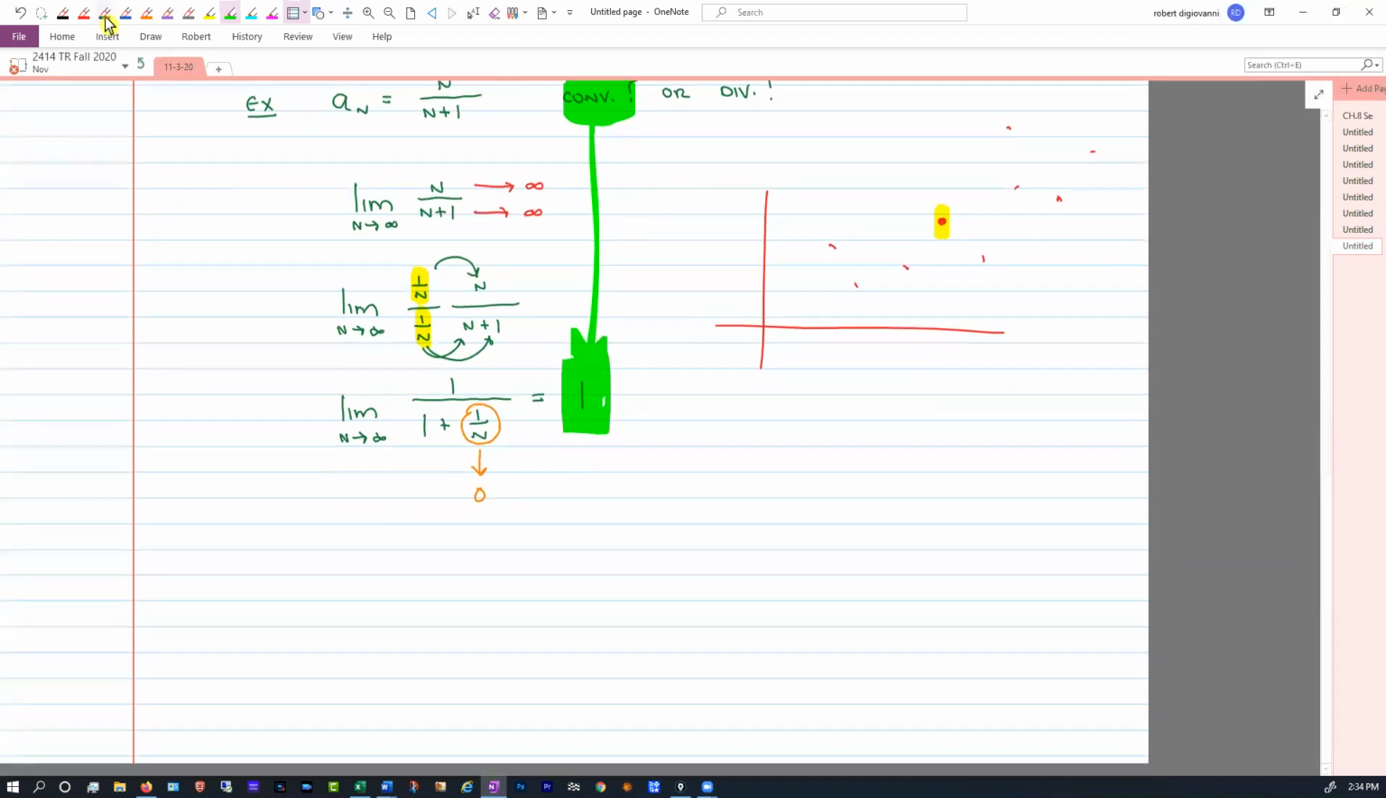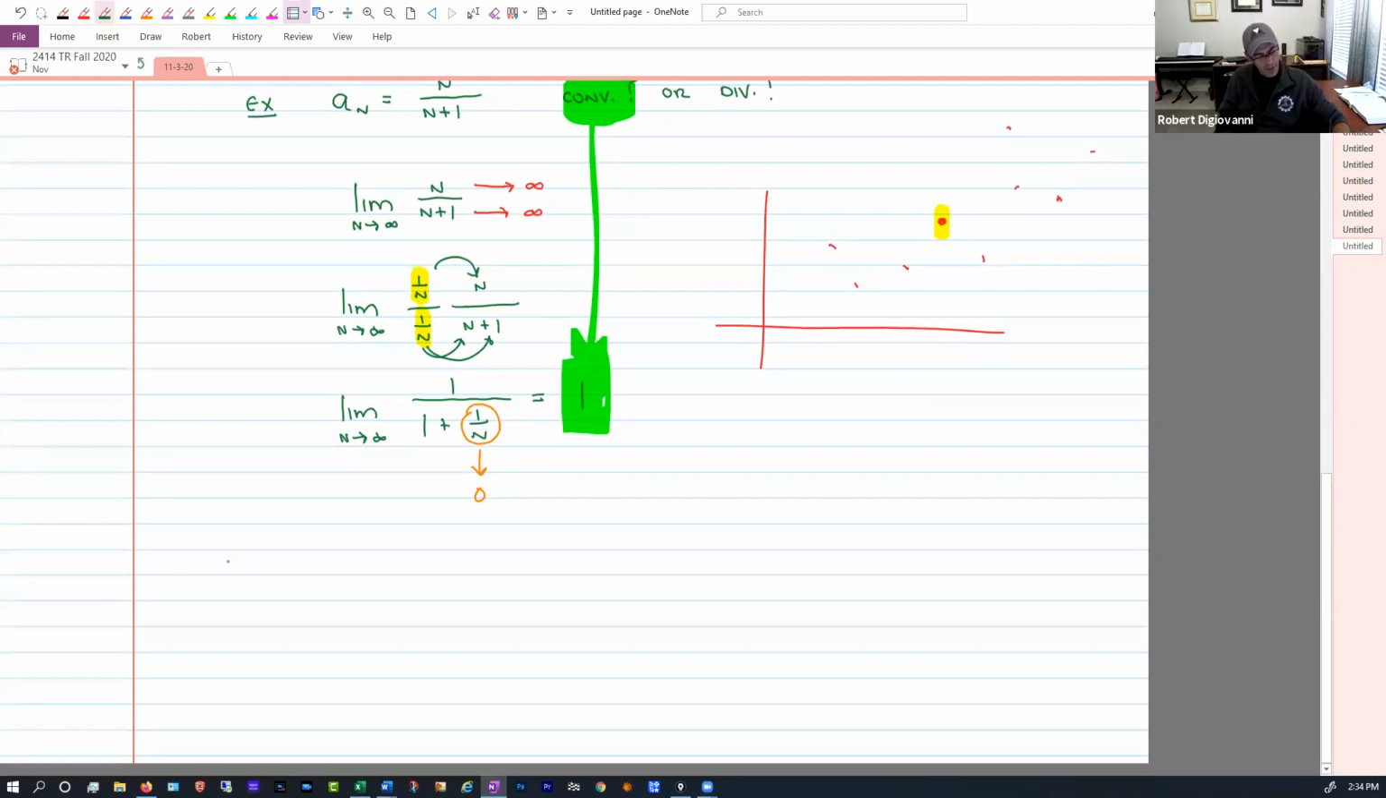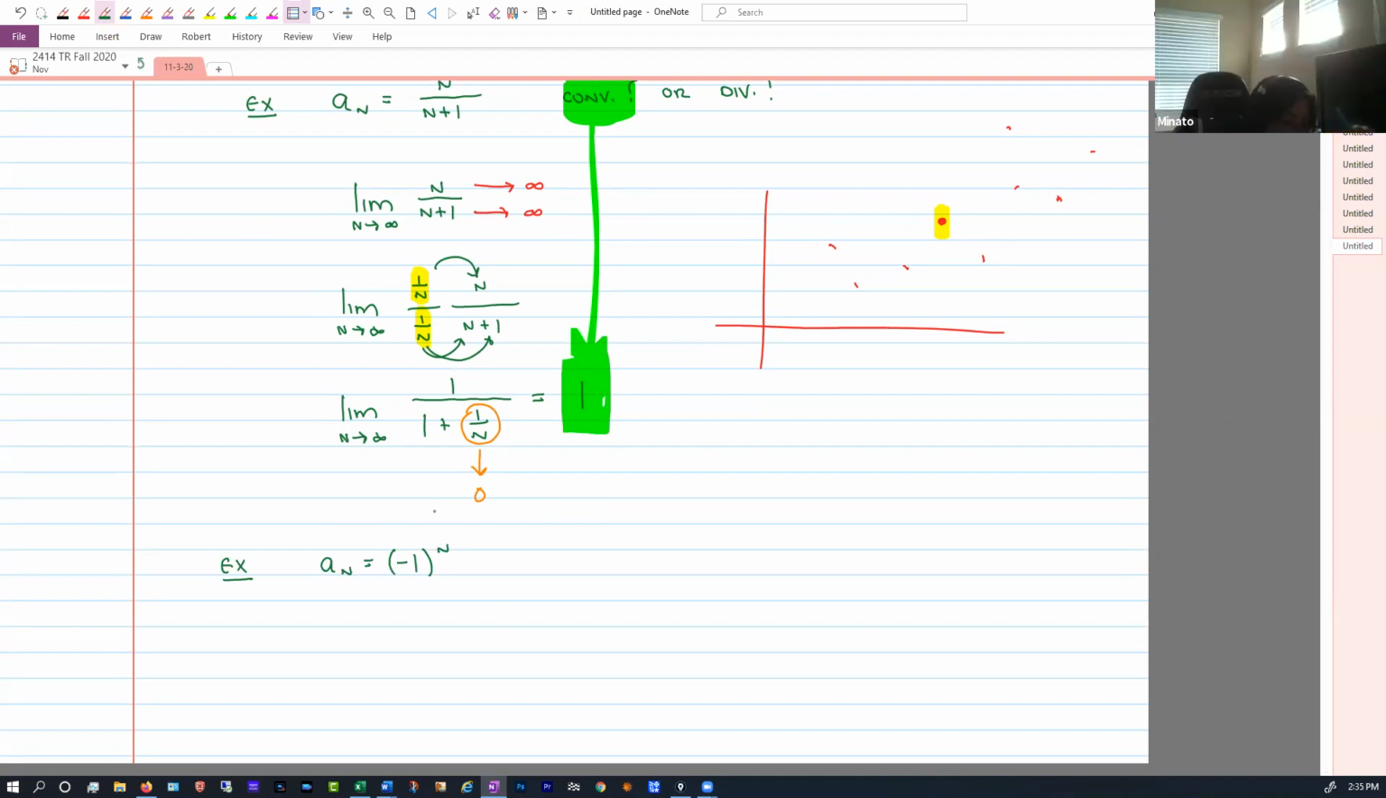Let's do another one. I think this will be our last one. So how about a sub n equals negative 1 to the n? We should all know what that looks like now, right? What does that sequence look like? Negative 1, 1, negative 1, 1. Does this converge or diverge? Wouldn't that diverge?